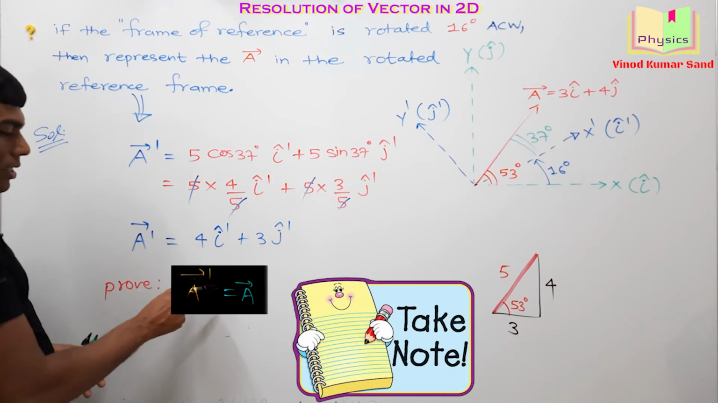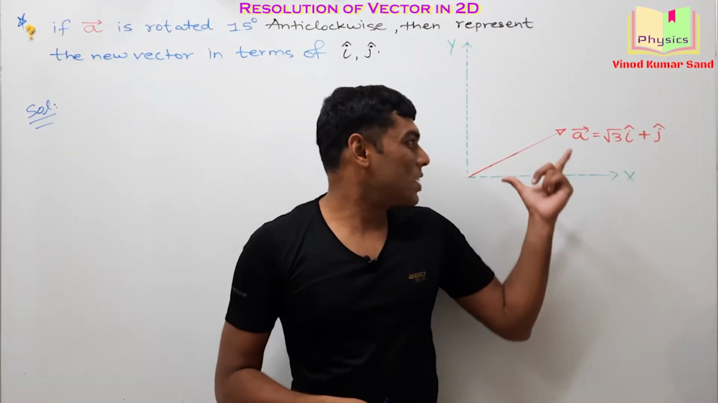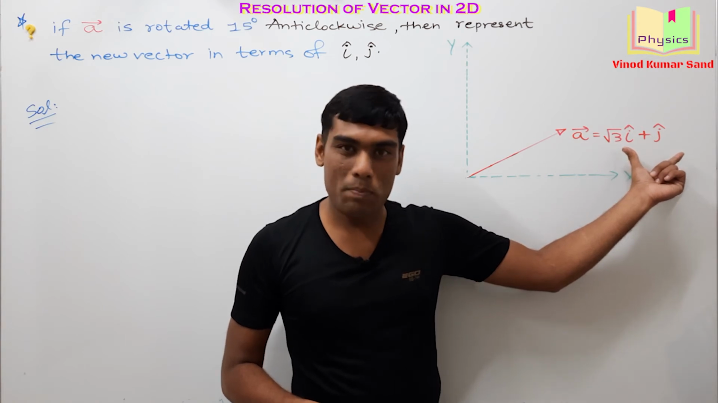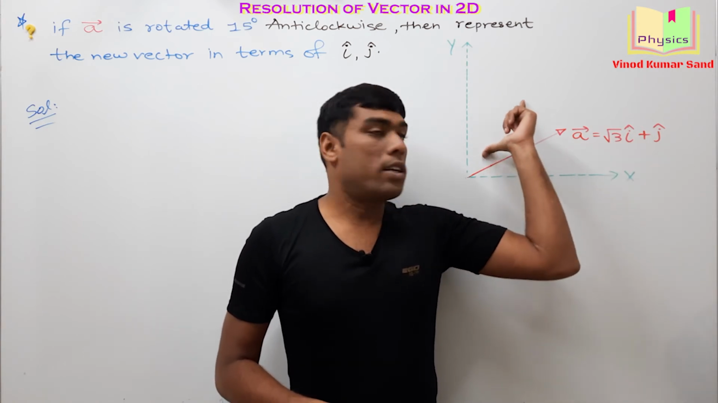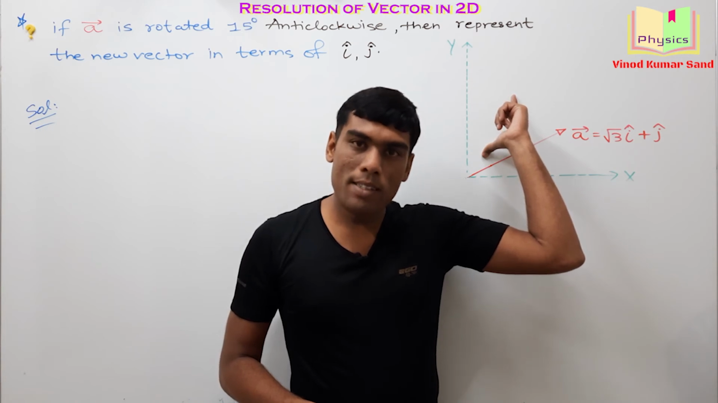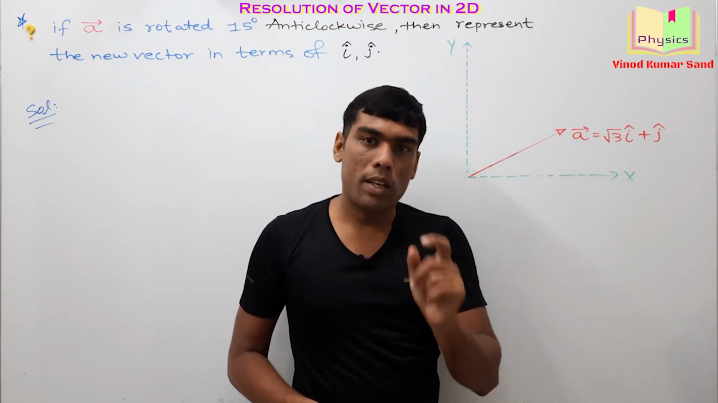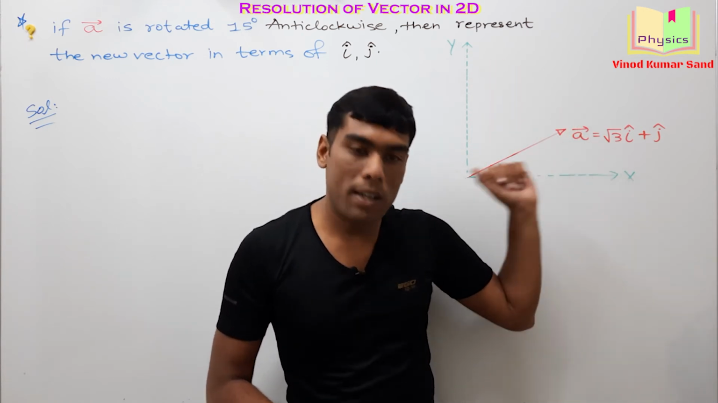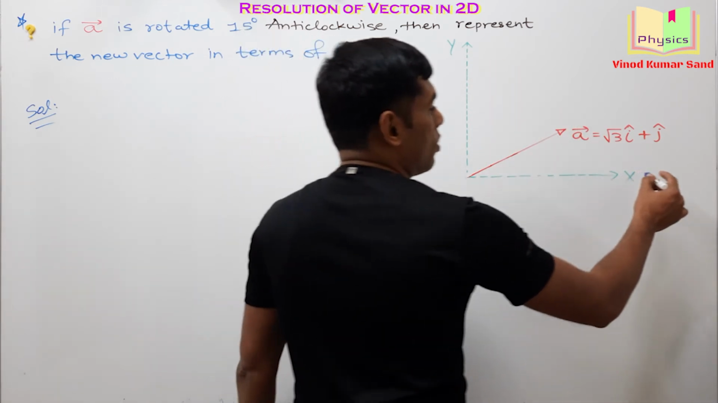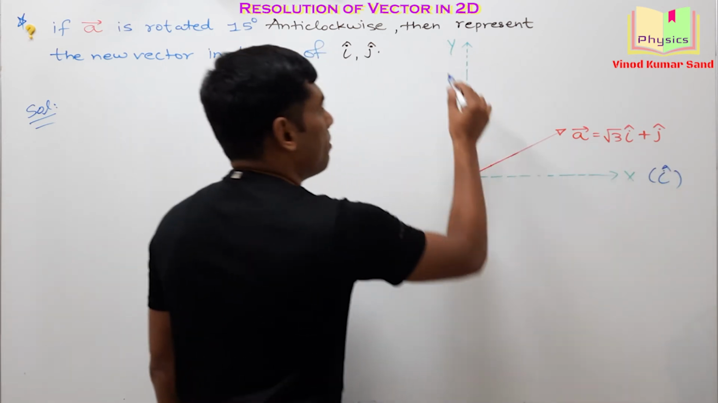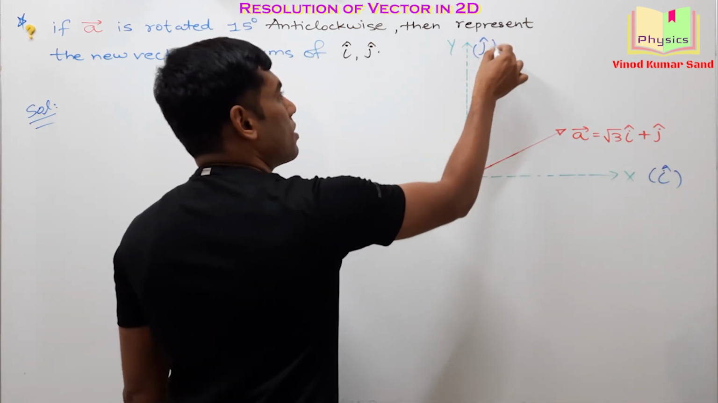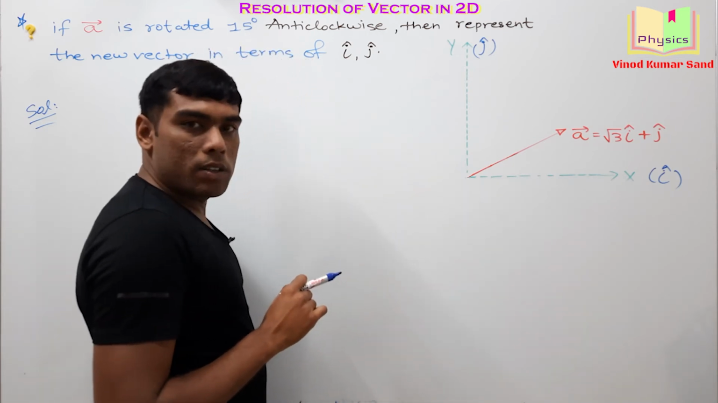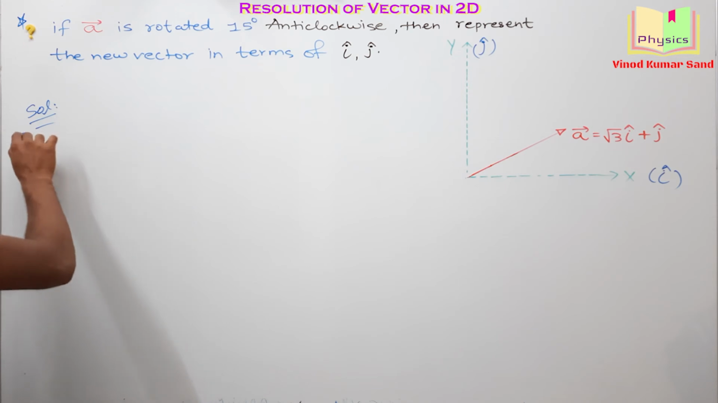Can you do that? Here is the next question. We have the A vector is equal to root 3 i cap plus j cap. If this vector is rotated 15 degree anti-clockwise, then we'll get a new vector. We need to represent that new vector in the terms of i cap and j cap. Unit vector along the x-axis is i cap and unit vector along the y-axis is j cap. Okay. You can pause here and give it a try. I am starting the solution on the board.